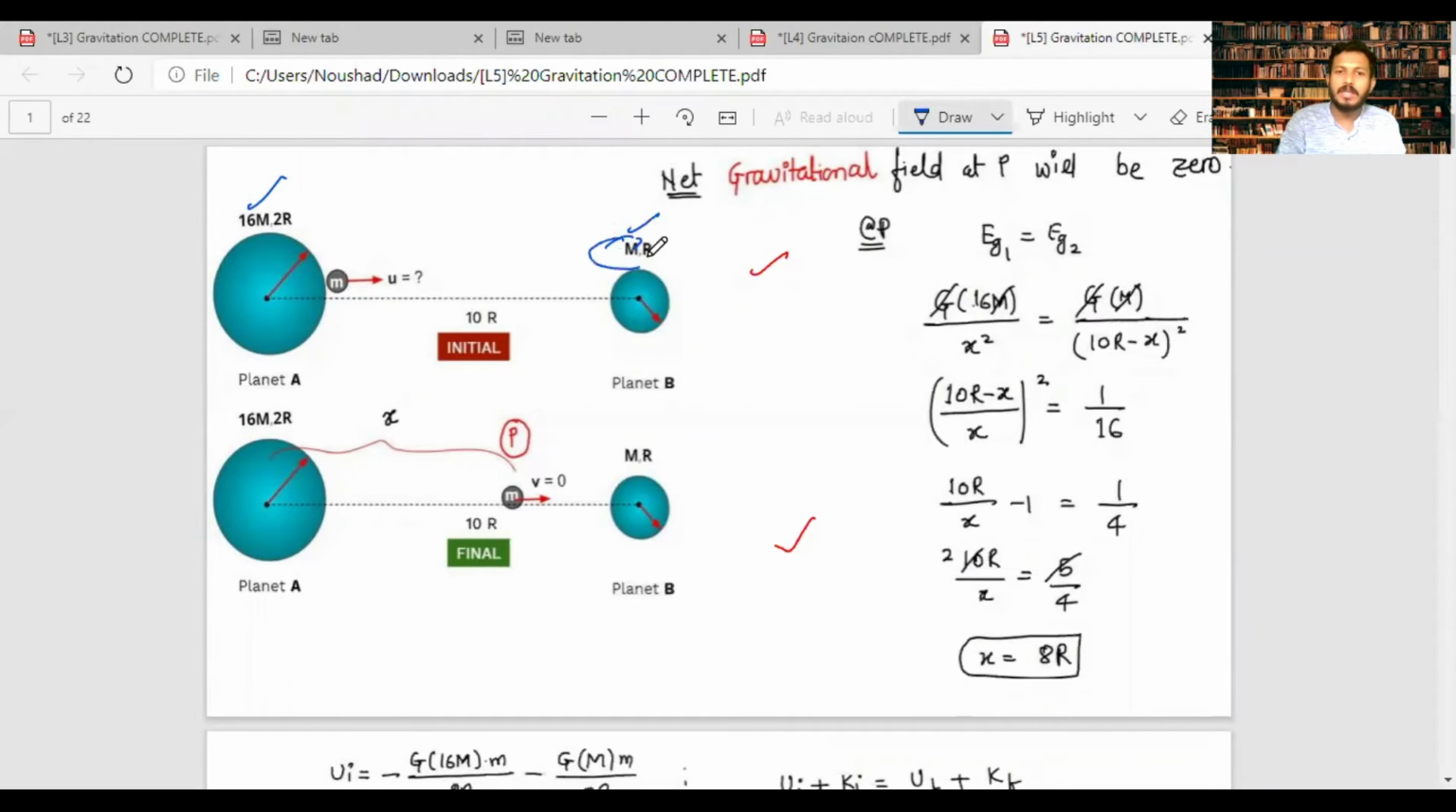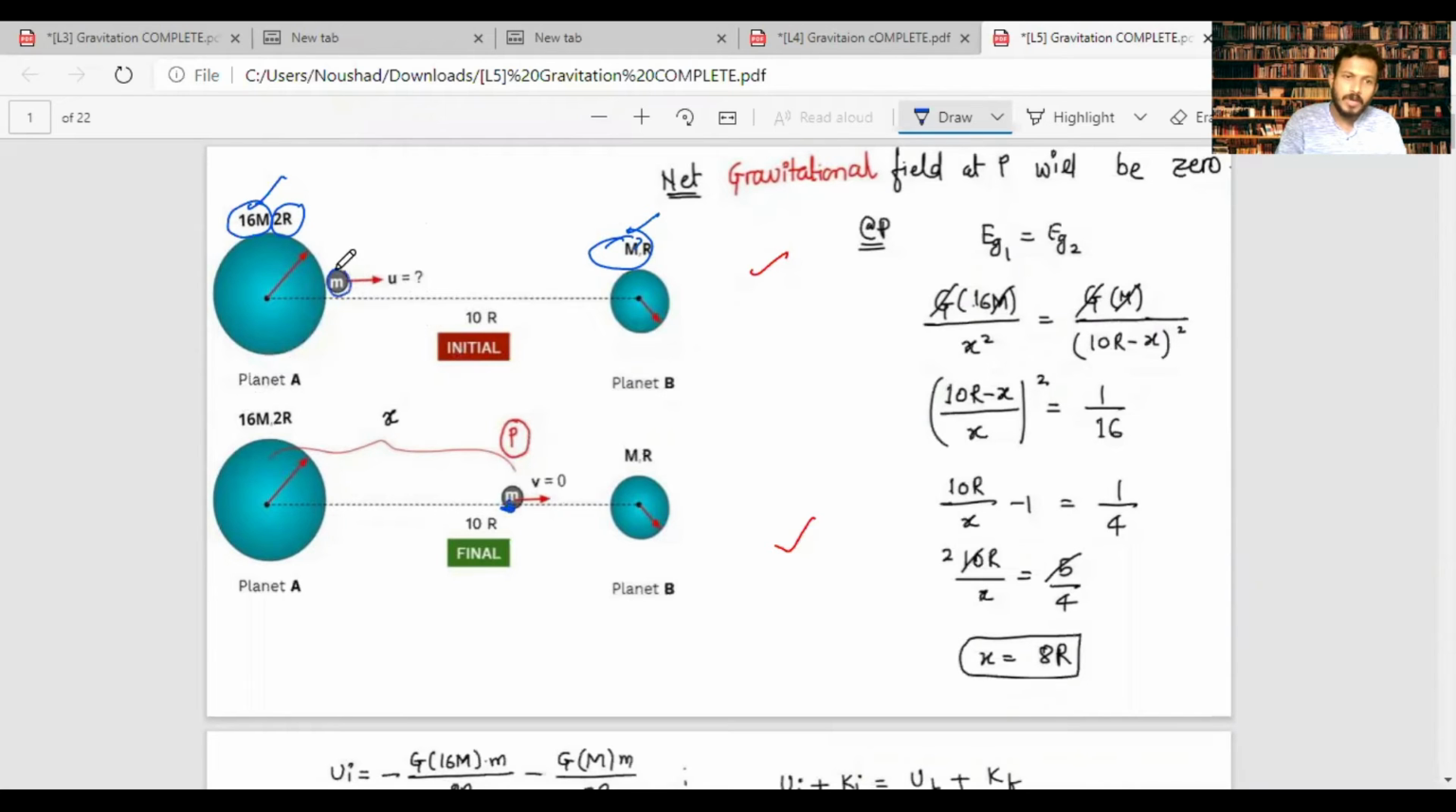Mass is capital M and radius is capital R. Here the mass is 16m and the radius is 2r. Where will the net gravitational field at P be 0? Consider a point P here. Okay, this is the point P.